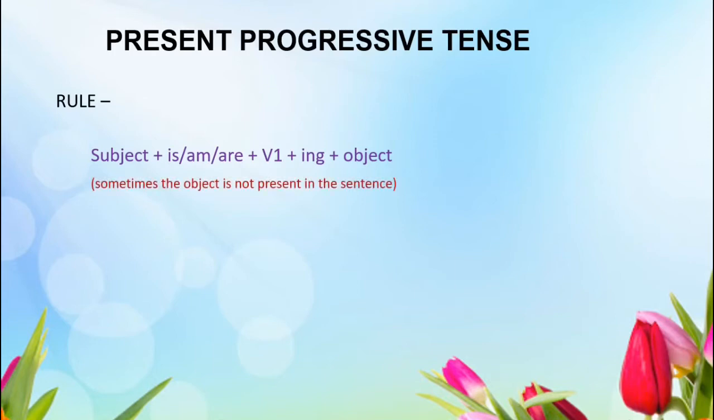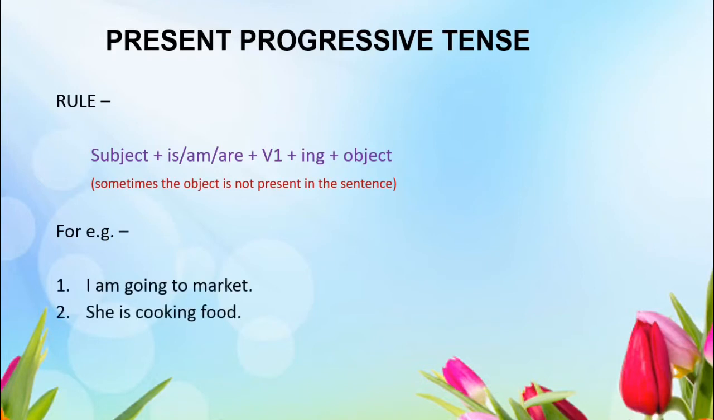It is important to note, students, that sometimes the object is not present in the sentence. At that time, we can skip the object. Let's see a few examples. I am going to market. She is cooking food. They are playing. So here the sentence is without the object.